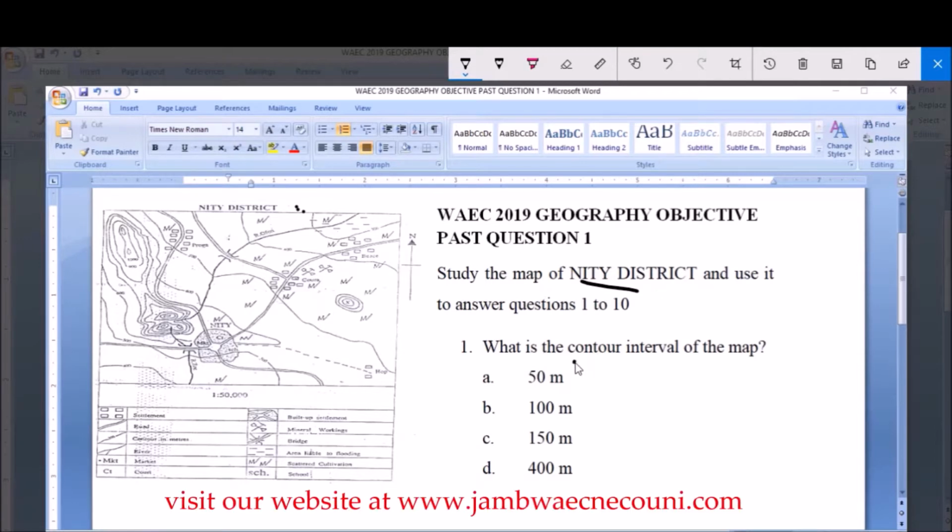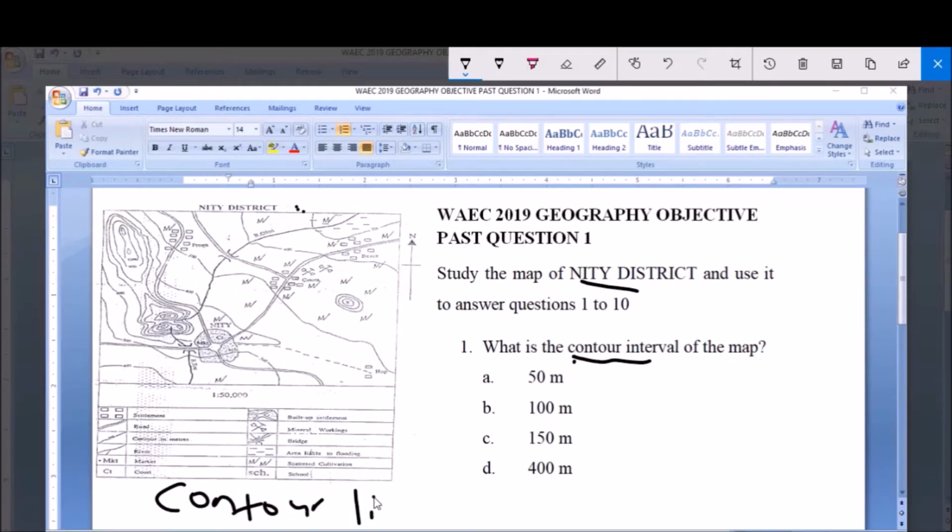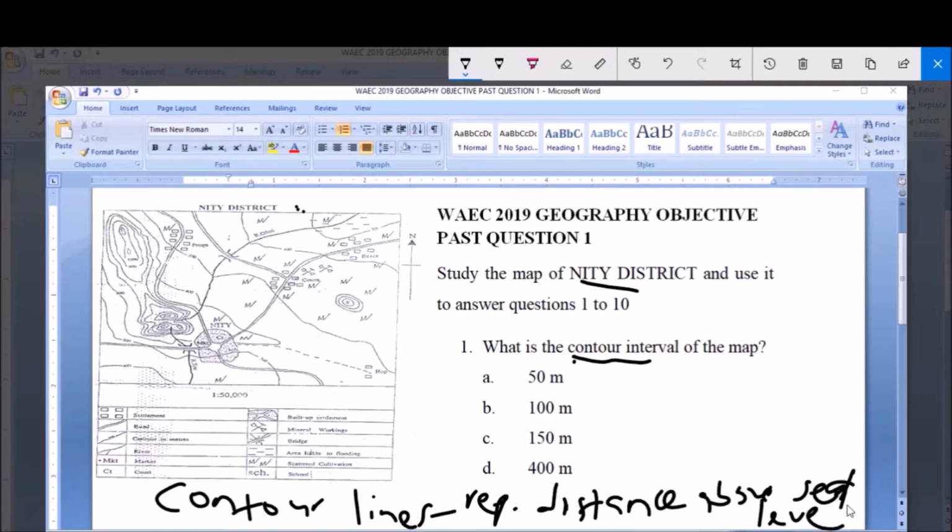So we are looking at the contour interval, and when looking at the contour intervals, we consider the contour lines. Now the contour lines basically are lines on the map that are used to represent distance above sea level. The contour lines are these ridge-like lines on the map, and they represent distance above sea level.